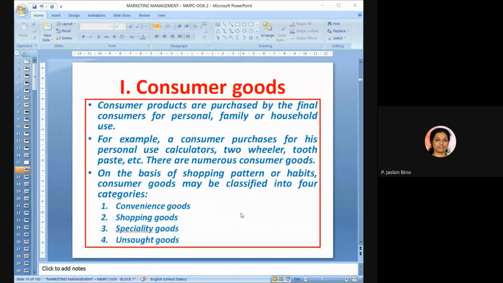Consumer goods are normally purchased by final consumers who consume them for personal or household purposes. An example is goods purchased for personal use, like calculators, two-wheelers, toothpaste, etc. On the basis of the shopping pattern or habits of consumers, they are divided into convenience goods, shopping goods, specialty goods, and unsought goods.